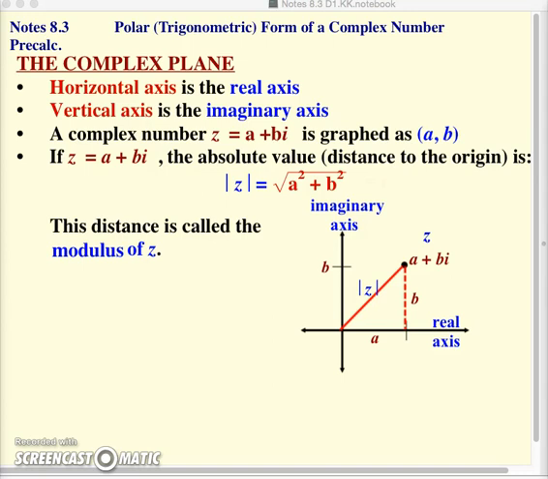And I have to remind you guys too of how complex numbers work, so we're going to flash back to that because it's been a while. So let's just start with the basic ideas of complex numbers.